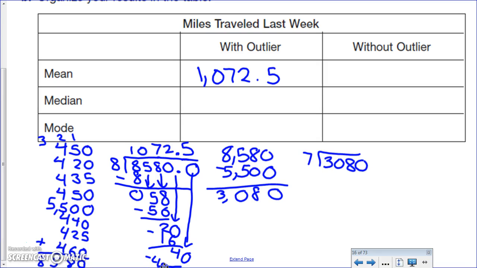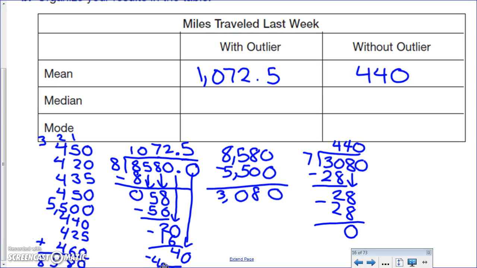We know 7 can go into 30 4 times. Bring down the 8, 7 goes into 28 4 times. And 7 goes into 0 0 times. So without the outlier, our average or our mean is only 440. So as you can see on this one, having an outlier has a really big effect on finding the mean.